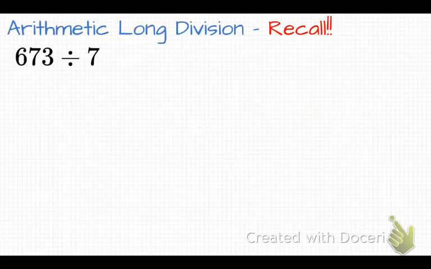We're going to start with arithmetic long division. This is a recall back from elementary school, because today we're doing polynomial long division. So I need to make sure you know how to do arithmetic long division first. So I have 673 divided by 7. How am I going to divide this or do it on my paper? What do I have to do?